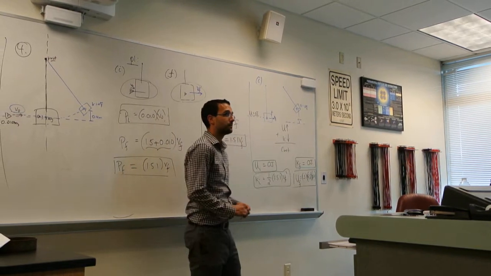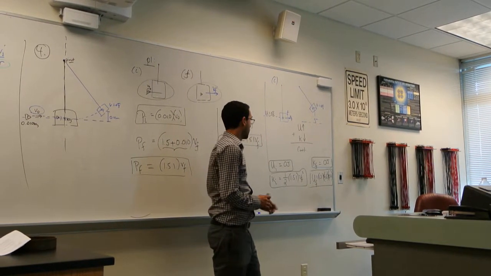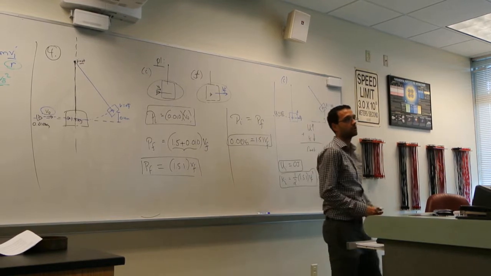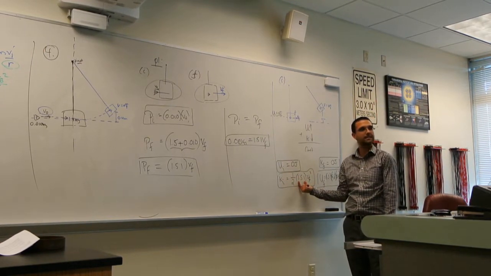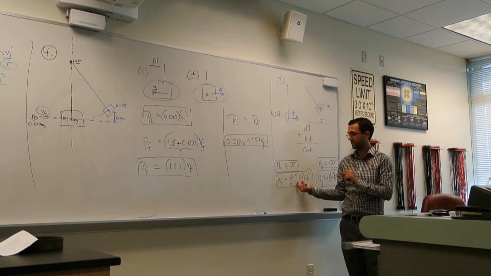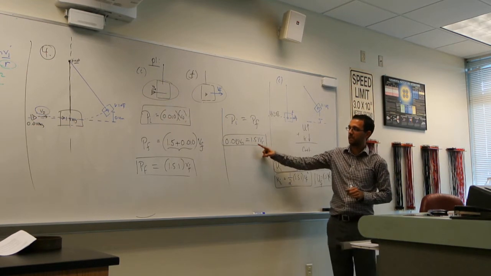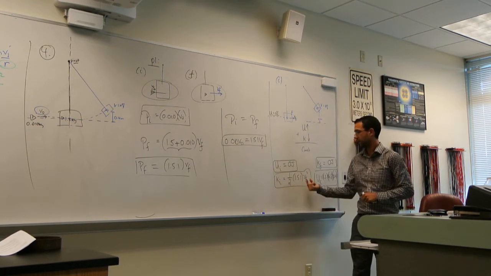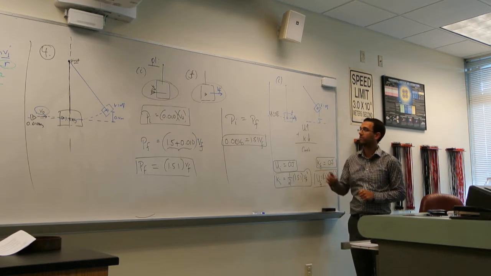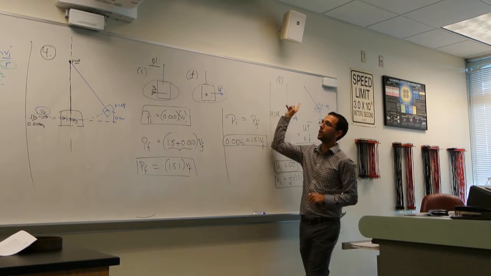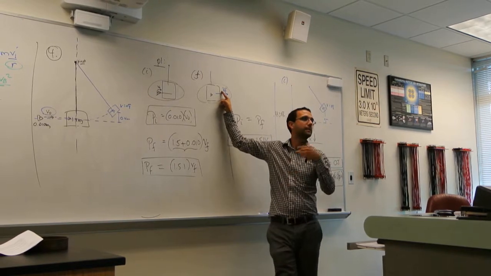Can you do the kinetic initial again? 1/2 mv squared. That's all I did. So it's 1/2 times the mass of both of them, the bullet and the block, so 1.51. That was the same sum of masses that I used over here. And then times v final squared. V final is the speed that the bullet-block system had immediately after the collision.